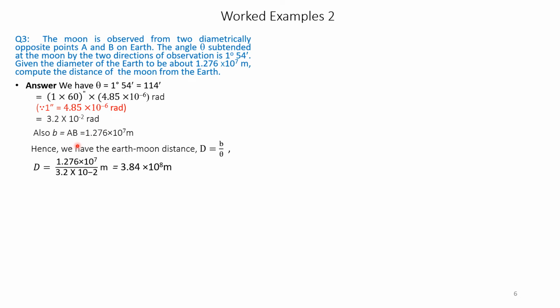Also, b is equal to AB, which is given as 1.276 times 10 to the power of 7 meters. We also know that D, the distance between the moon and the earth, is equal to b by theta. That is 1.276 times 10 to the power of 7 divided by the angle theta, 3.2 times 10 to the power of minus 2. That is equal to 3.84 times 10 to the power of 8 meters.